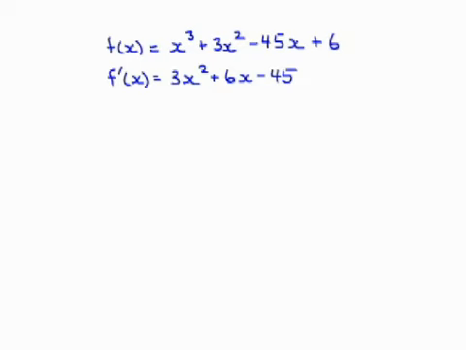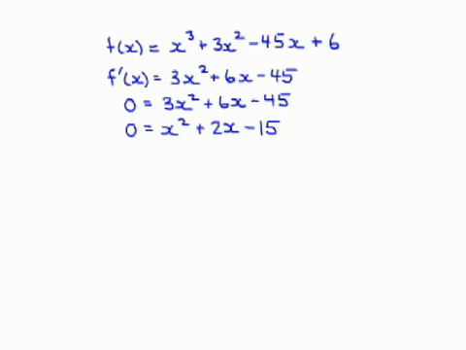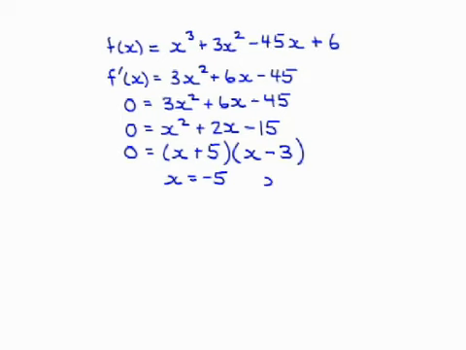However, we can set f prime of x equal to 0 and find values of x for which that derivative is equal to 0. So I've done that, so I end up with 0 equals 3x squared plus 6x minus 45. I notice that everything's divisible by 3, so I get 0 is equal to x squared plus 2x minus 15. This particular quadratic expression can be factored using inspection, so I end up with 0 is equal to x plus 5 times x minus 3. Therefore, x is going to equal negative 5, or x is going to equal positive 3.